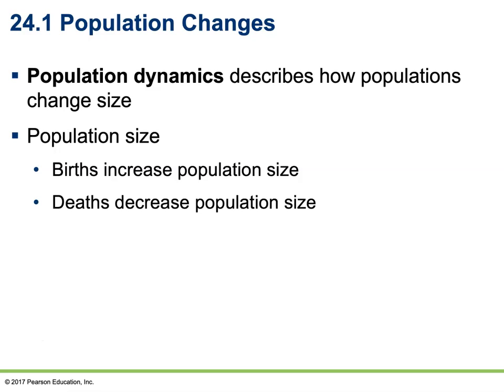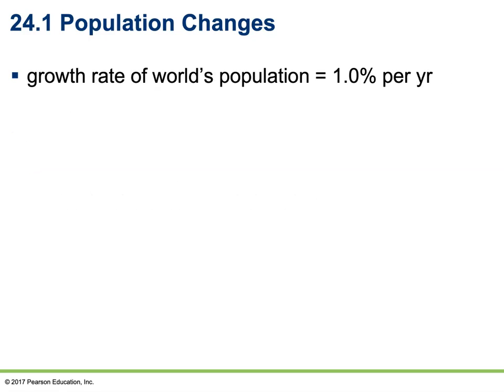So the age at which a female has her first offspring has a dramatic impact on the rate at which a population grows. This is actually going to be the most important factor in determining a female's reproductive potential. We're also going to see that this is hugely important when we're talking about population growth for a given area. So we're going to look a little bit at the growth rate of the world's population. Right now, the growth rate is at about 1% per year.